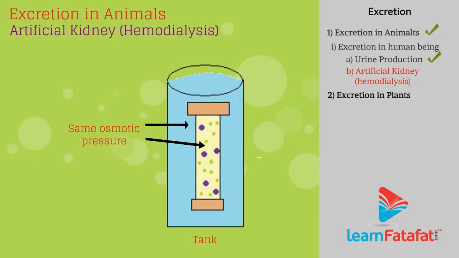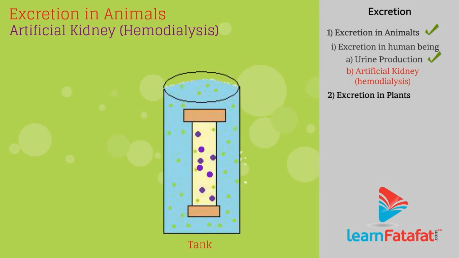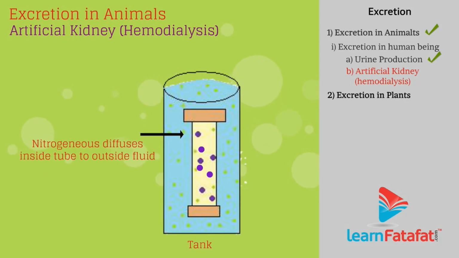The osmotic pressure of the fluid inside the tube and outside the tube is the same, but the concentration of nitrogenous waste is more inside the tube, due to which nitrogenous waste diffuses from high concentration to low concentration, that is, from blood to the fluid present outside the tube. This is how artificial kidneys are used to perform the function of a natural kidney.